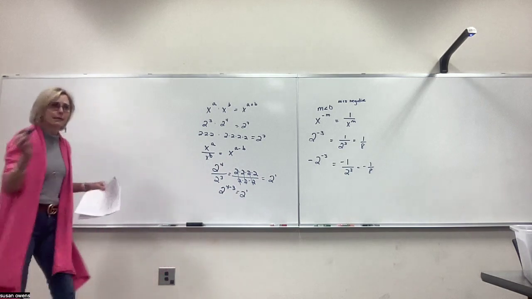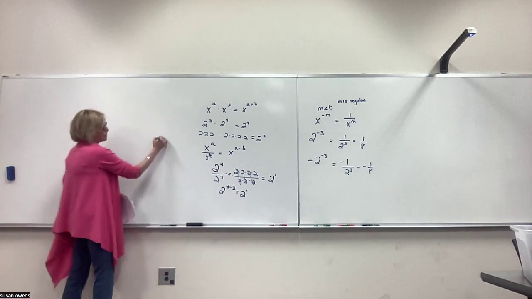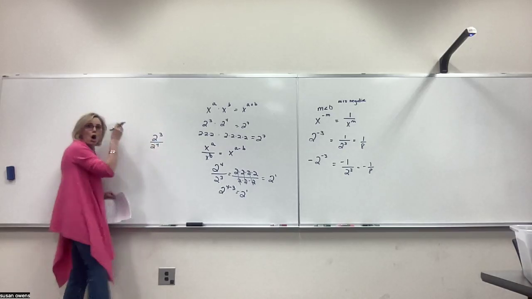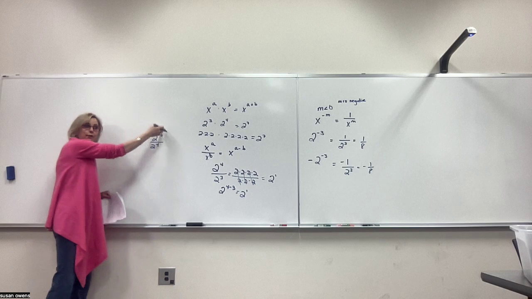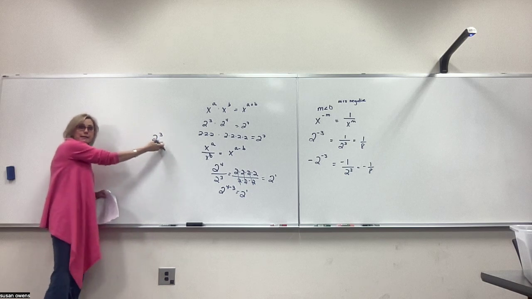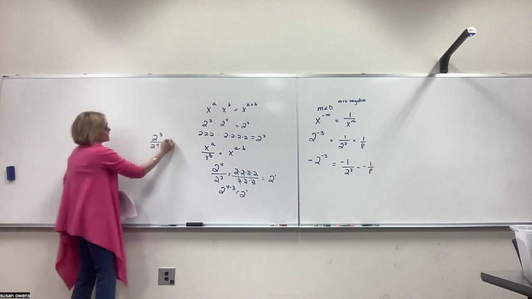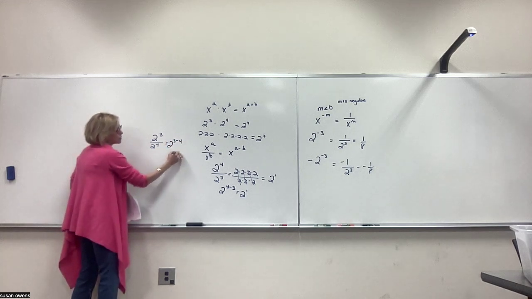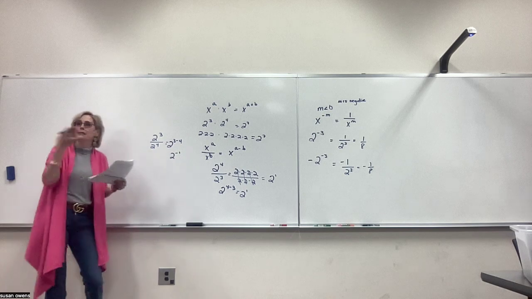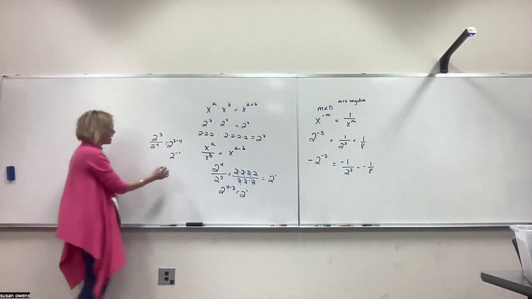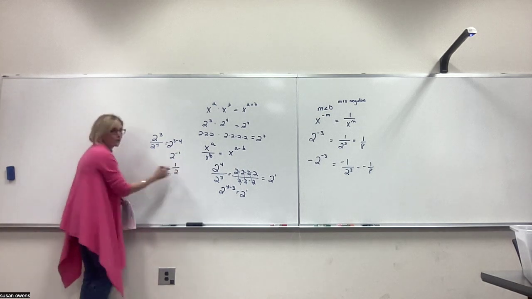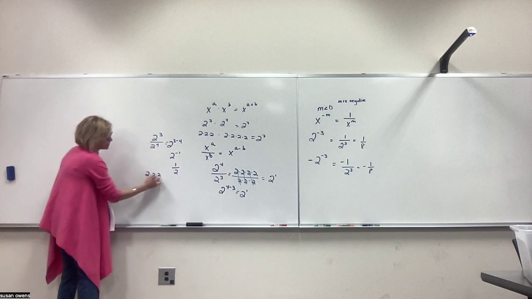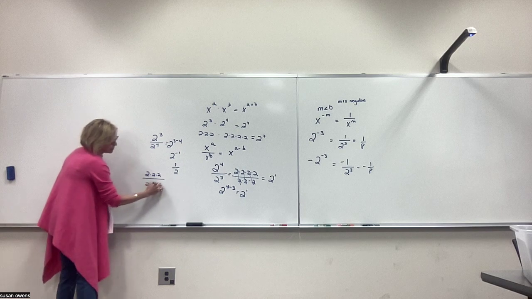Be careful though, because sometimes you'll get a negative number. So if I had 2 cubed over 2 to the fourth, always remember it's the numerator exponent minus the denominator exponent. So that's equal to 2 to the third minus 4, which is 2 to the negative 1, which means, hey, that 2 is in the wrong place. That's 1 over 2.